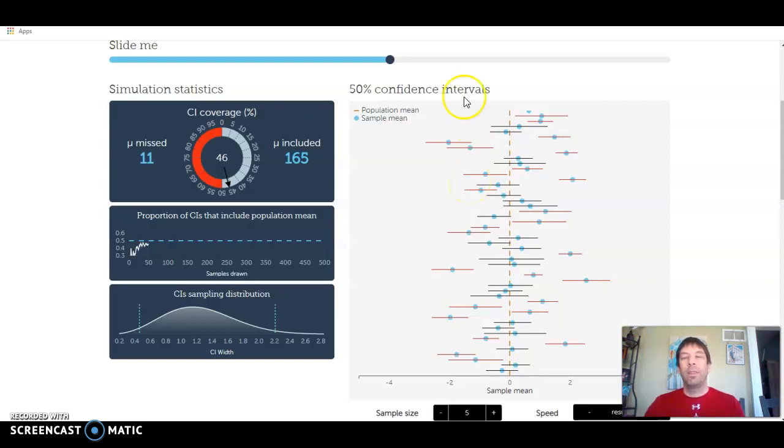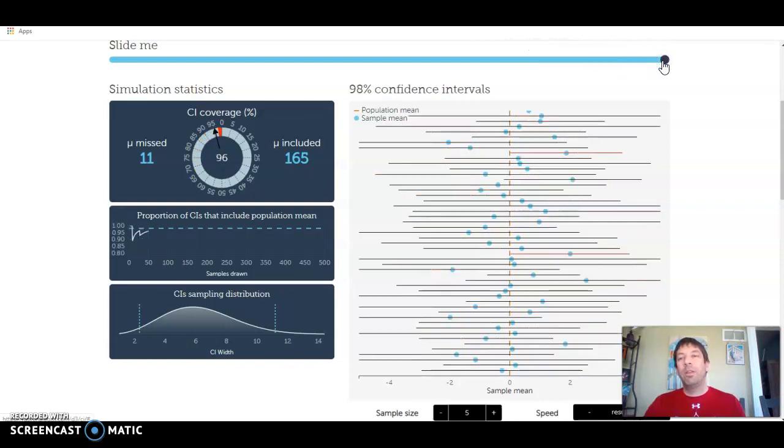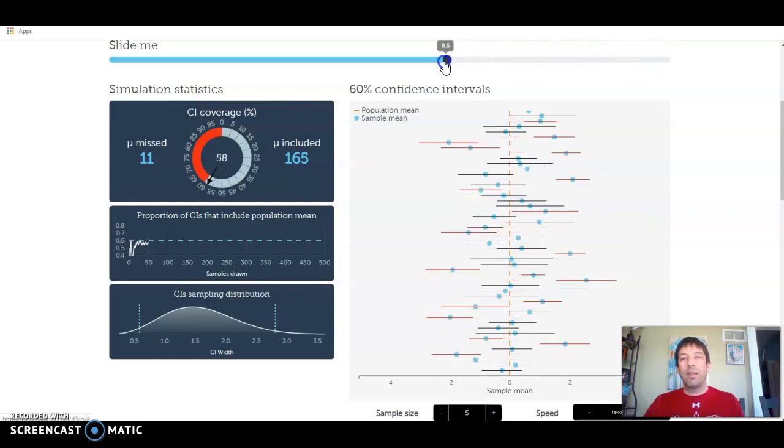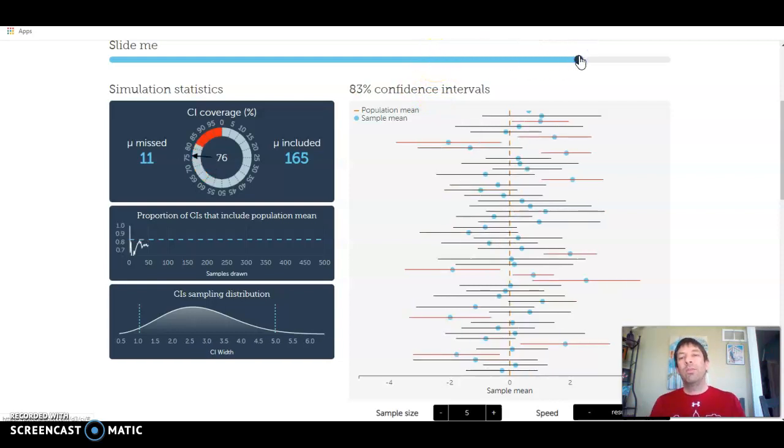Okay? So why wouldn't we just make ourselves as confident as we want? Well, because then we have to make our confidence interval larger. A smaller confidence interval makes us seem a little bit more certain, except that we're going to be wrong more often. Okay? So in the next video, I'm going to go through some specific examples for calculating confidence intervals.